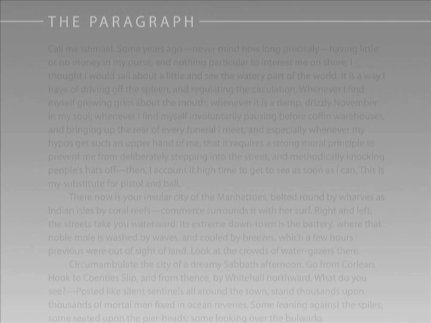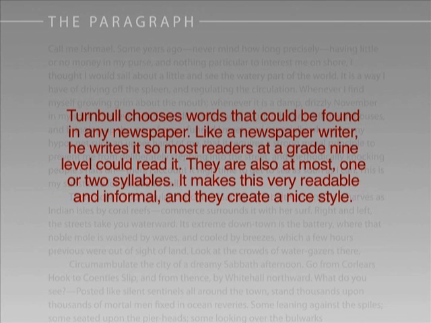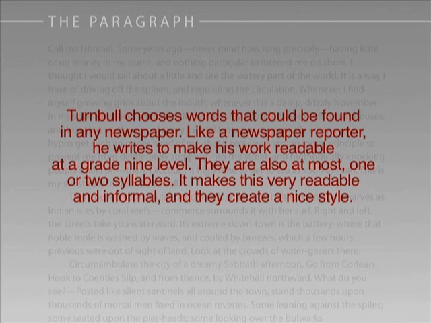Let's look at the first 2 sentences. Here it is clear that Turnbull's work is being compared to that of a newspaper writer, but it's not clear what noun it refers to. The noun could be newspaper, but then it sounds like Turnbull is writing a newspaper article, which is probably not what the writer intended. A simple edit creates coherence by eliminating the unclear pronoun reference. Turnbull chooses words that could be found in any newspaper. Like a newspaper reporter, he writes to make his work readable at a grade 9 level.